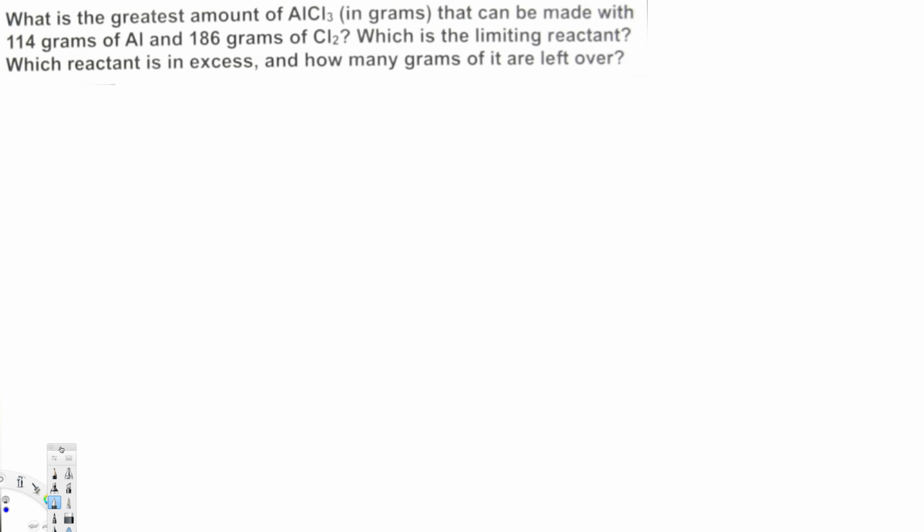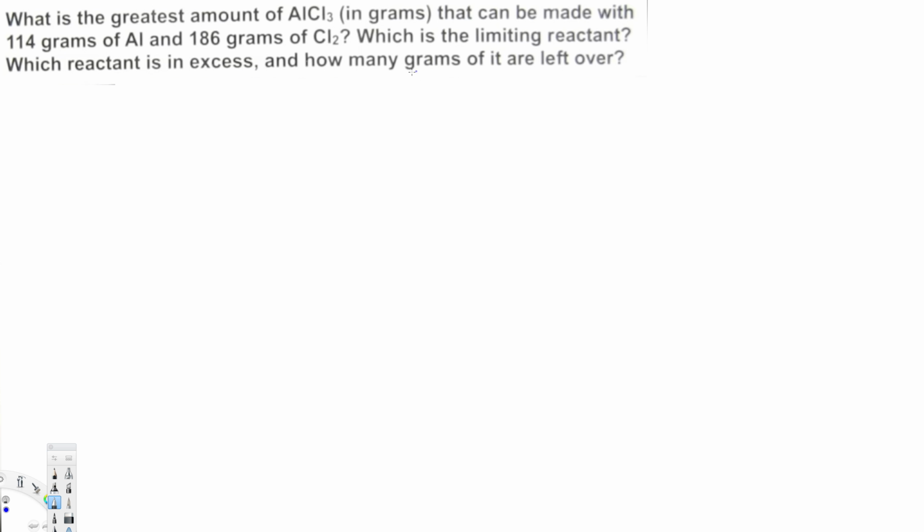Let's do this problem right here. We have the question that's asking what is the greatest amount of AlCl3 in grams that can be made with 114 grams of Al and 186 grams of Cl2? Which is the limiting reactant and which reactant is in excess and how many grams of it are left over?